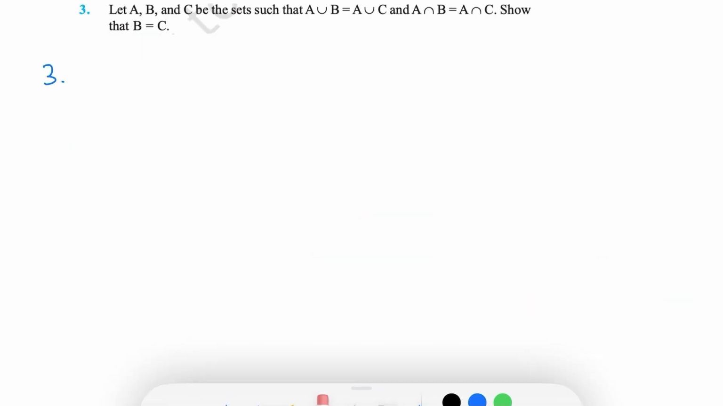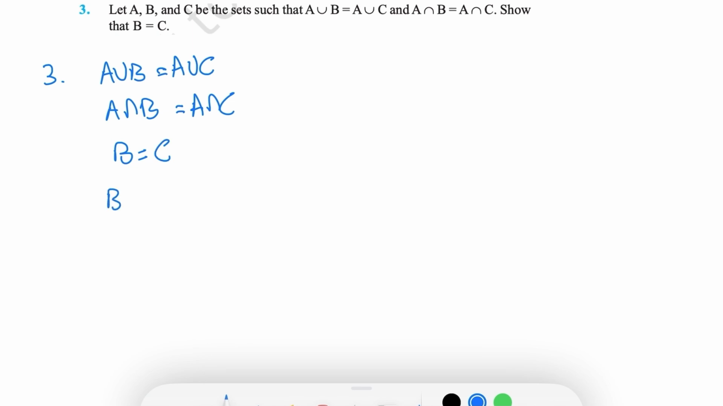Moving on to question 3, let A, B and C be the sets such that A union B equal to A union C, and A intersection B equal to A intersection C. Show that B equal to C. For showing that B equal to C, we need to prove that B is a subset of C and C is a subset of B.